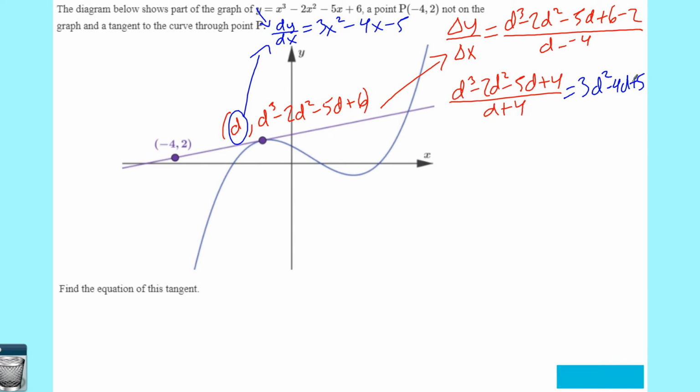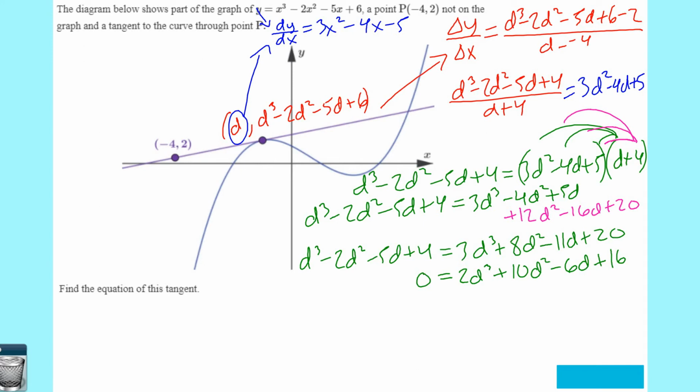So move this d plus 4 to the other side. What I mean by that is do d cubed minus 2d squared minus 5d plus 4 equals 3d squared minus 4d plus 5 times d plus 4. So literally write that out. Let me do that real quick.